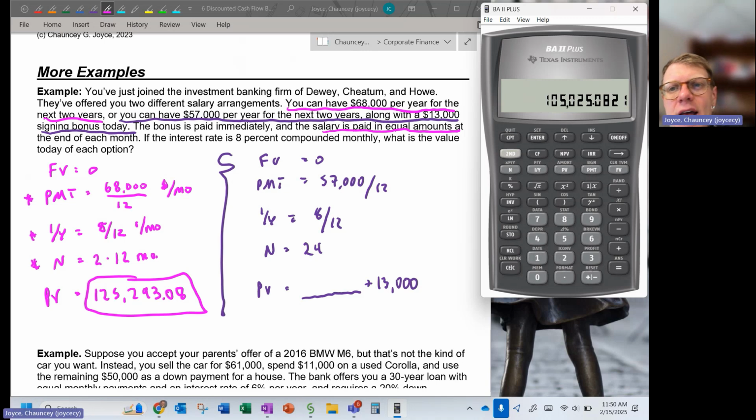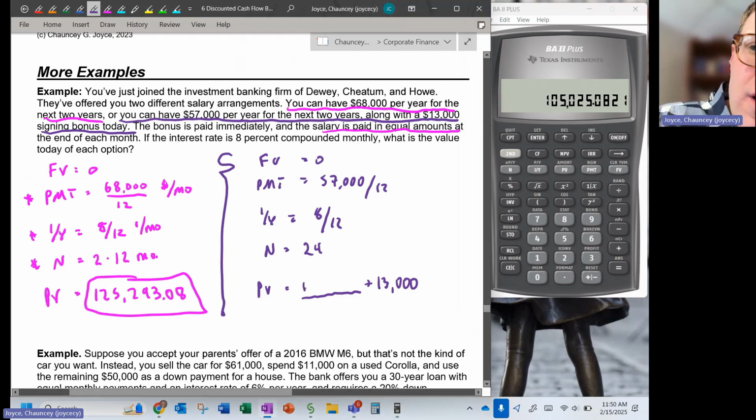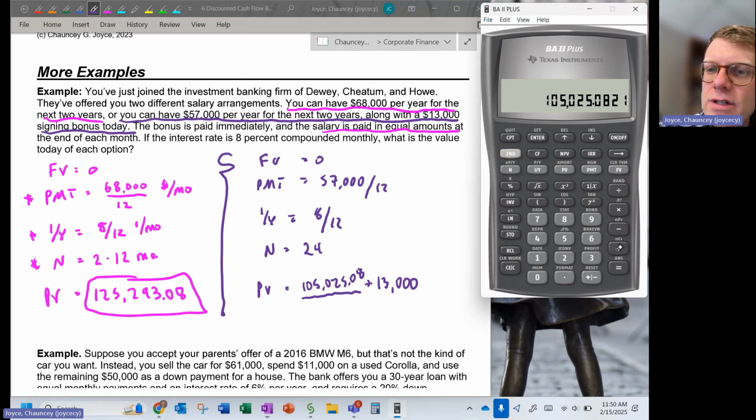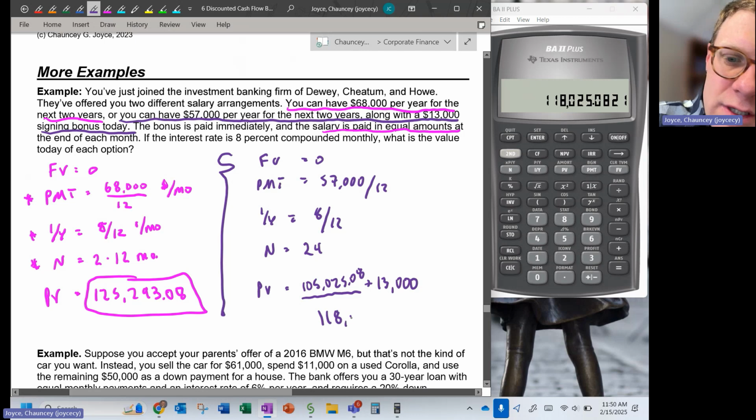Drop that negative. That $105,025 is just the value of the salary, it does not include the sign-on bonus of 13. So we're going to add the 13,000 to that. And that choice is only worth $118,025.08.